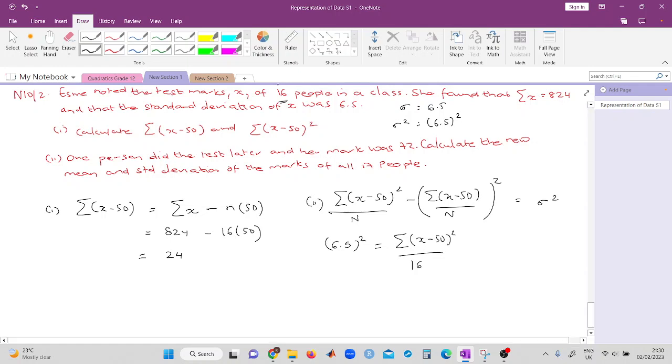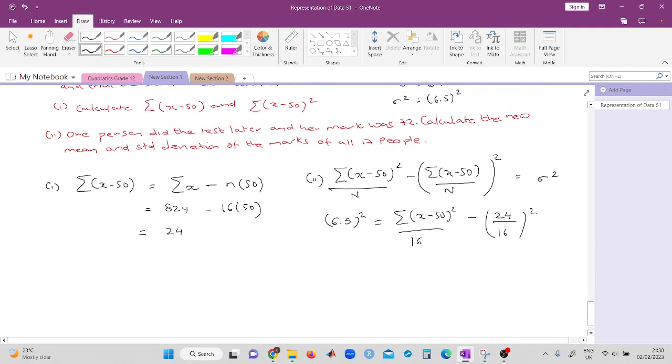Okay. Still, do I have this? I know, I already calculated 24, so I put it here over 16 to the power of 2. Donc là, I make this the subject of formula. Donc 24 sur 16 à la puissance de 2, ça me fait 9 sur 4.